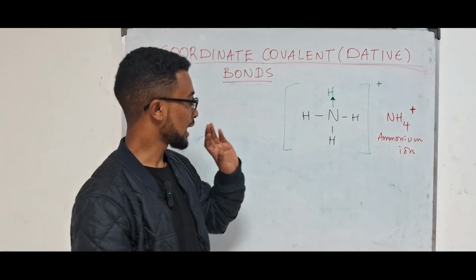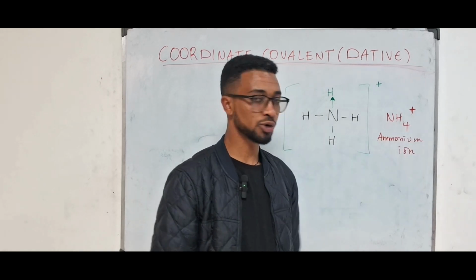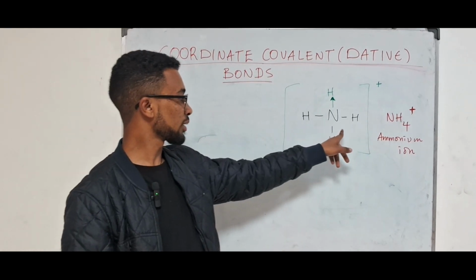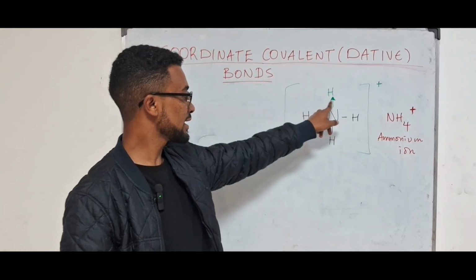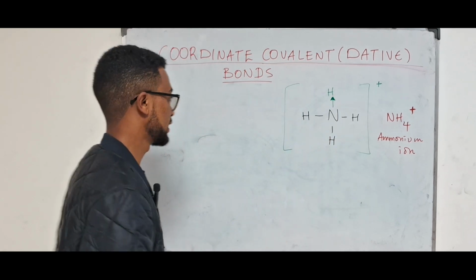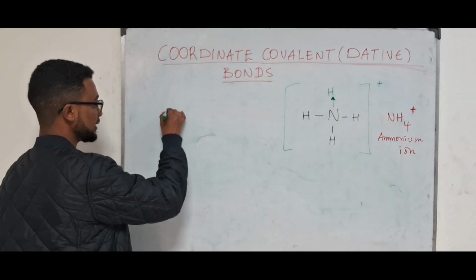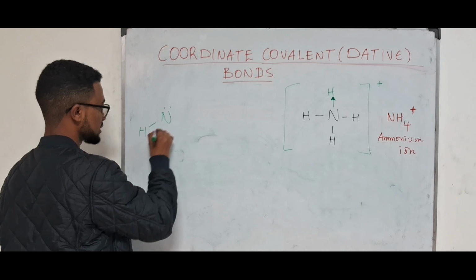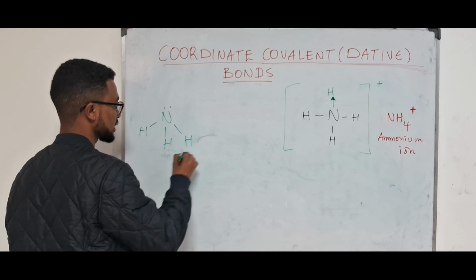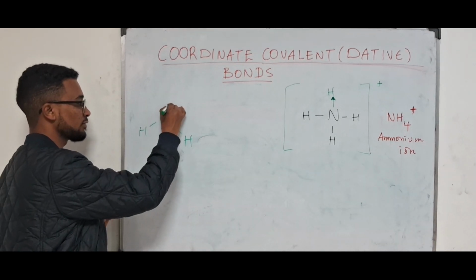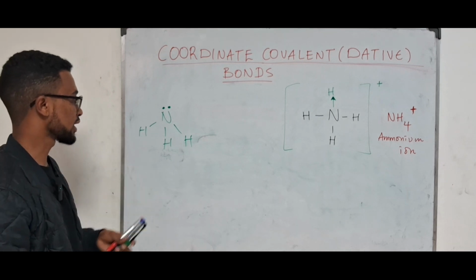Let's look at the ammonium ion, or NH4+. So this is the structure of the ammonium ion. As you can see, this is labeled differently. We will see why. So we have ammonia. You can remember from our previous video, the Lewis structure of ammonia is like this. We have a lone pair of electrons on the nitrogen.